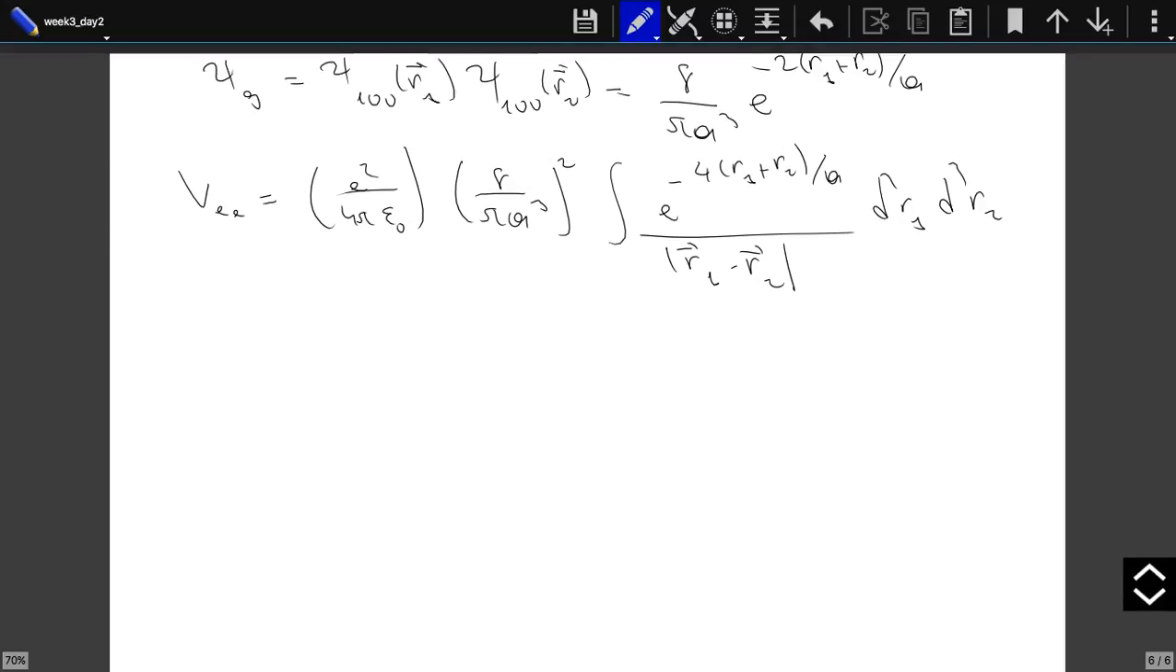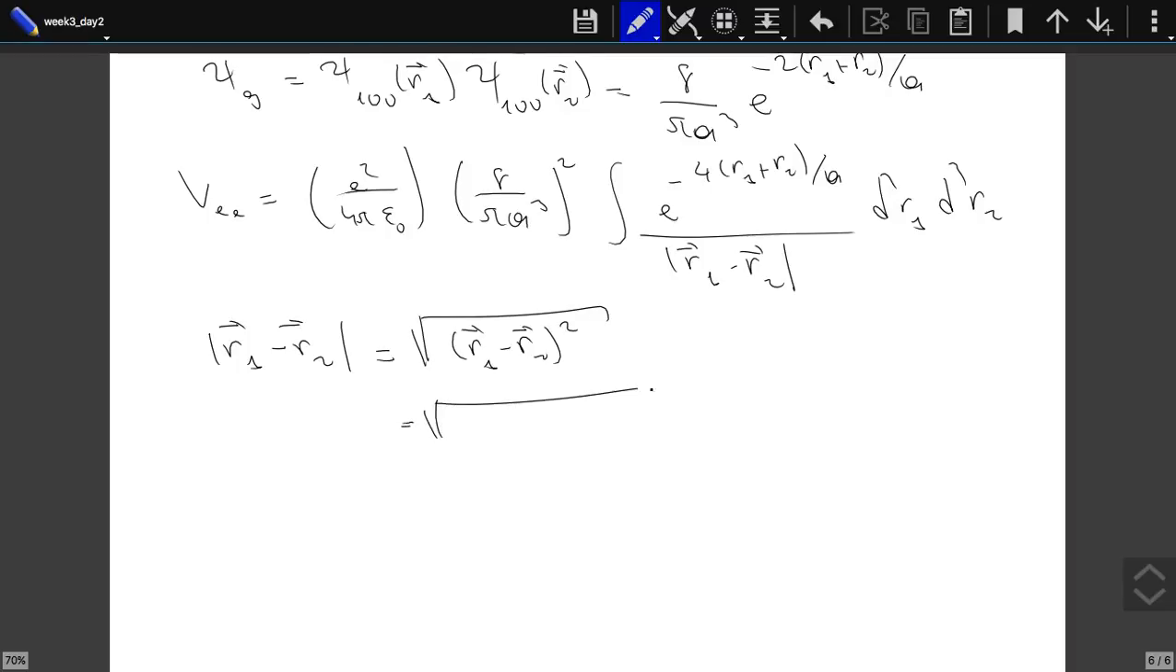Usually these kinds of integrals you cannot really take analytically, but at least in this case it turns out to be simple. I will just do some of the steps. The first observation is that the absolute value of R1 minus R2 is the square root of R1 squared plus R2 squared minus twice R1 R2 cosine theta.